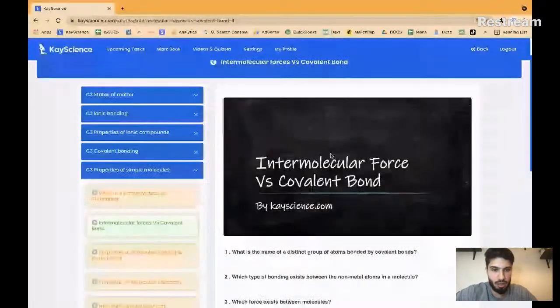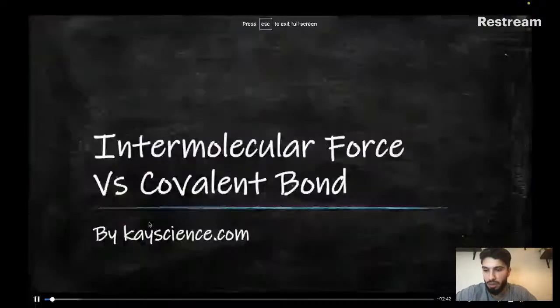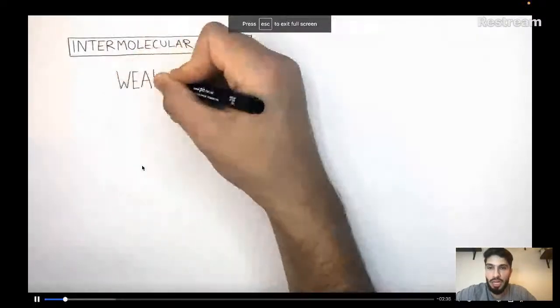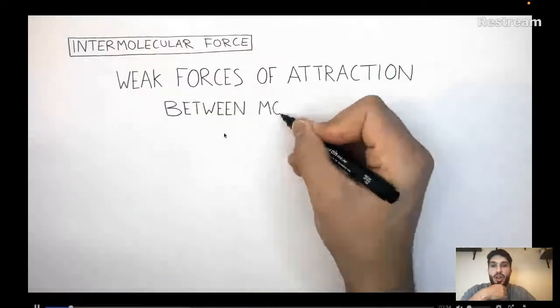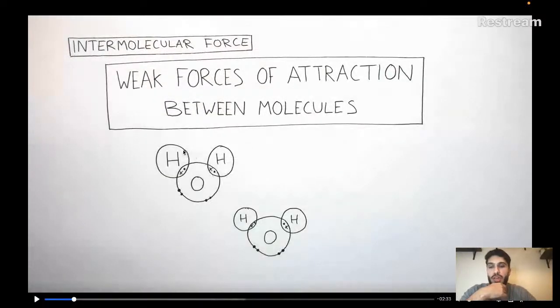Intermolecular forces versus covalent bonds. So you need to know that an intermolecular force, they are weak forces of attraction between the molecules. So here are 2 water molecules. Here are 2 dot and cross diagrams of water molecules, H2O. We know that the covalent bond is in between the atoms, here, here, here, and here, in between the atoms. But what force exists in between the molecules? They are called intermolecular forces.